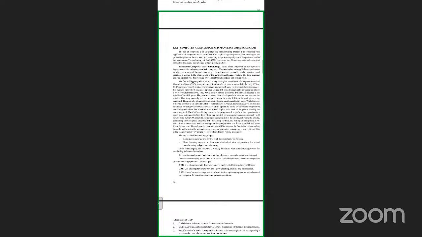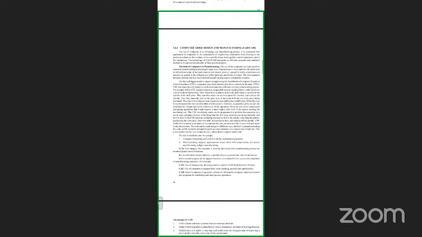So what happens in turn, with the help of the machine, they will try to control numerical control machines, which were first introduced in the 1970s. That is called CNC, meaning computer numerical control machines. And these are classified into two groups.